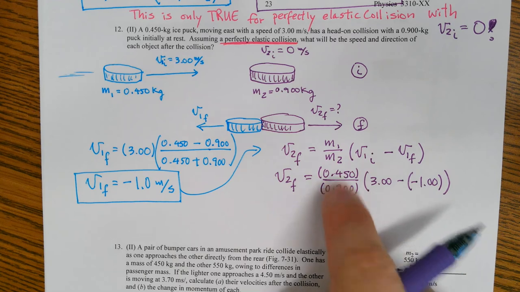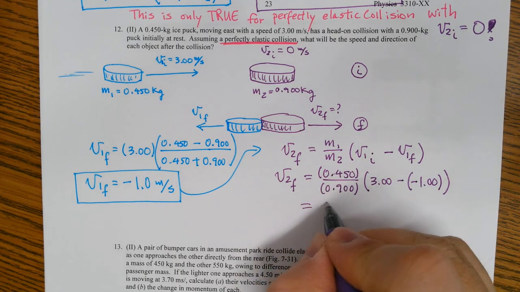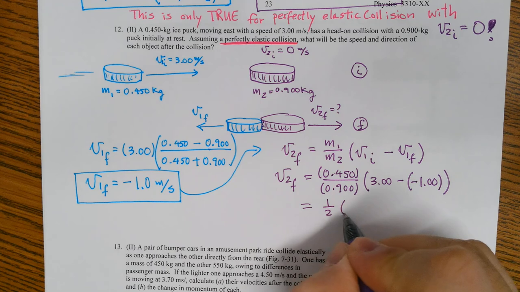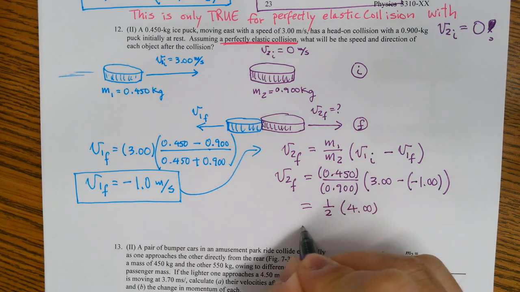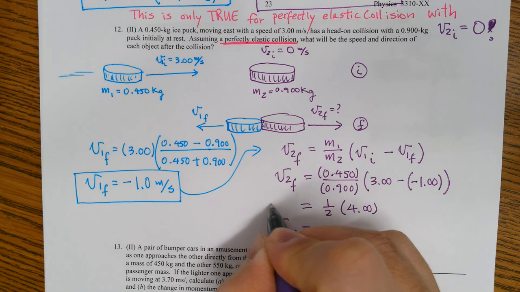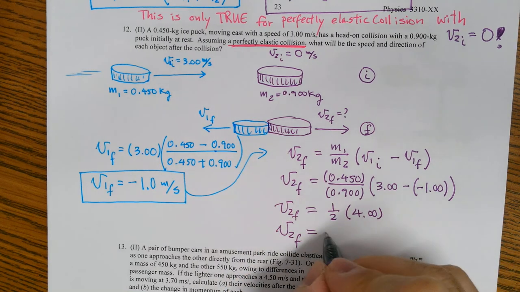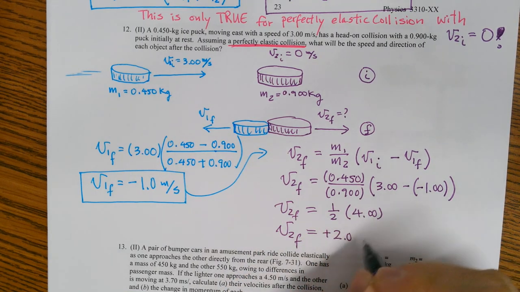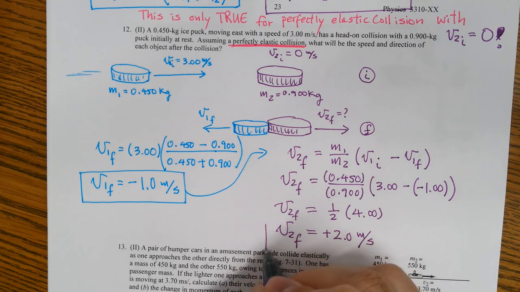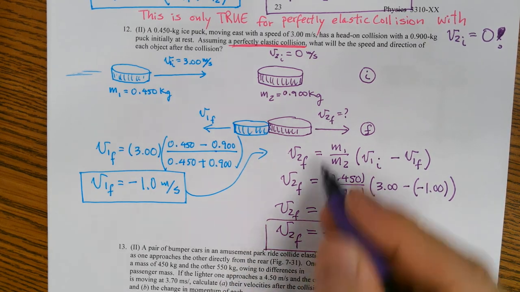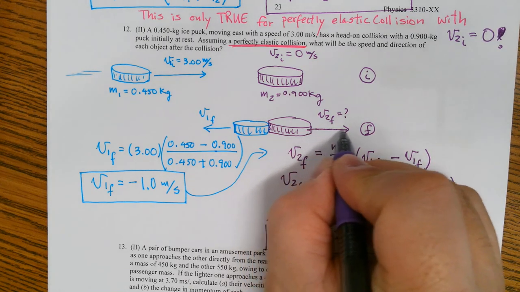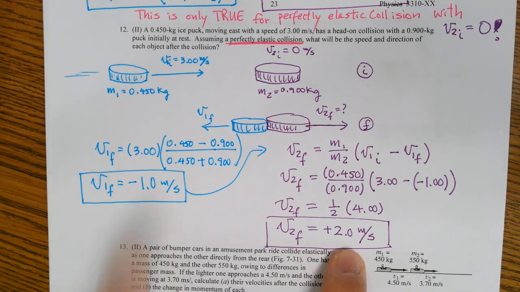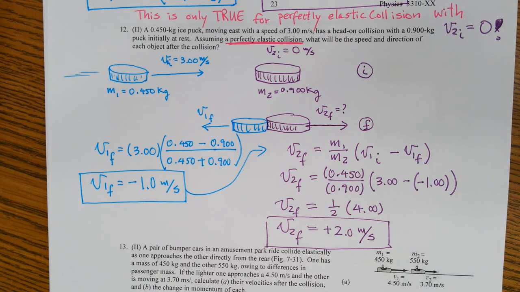So this becomes 1/2. And this becomes 4. Therefore, my V2 final is equal to positive 2 meters per second. So this thing will shoot off at 2 meters per second, and this will bounce back at 1 meter per second. Okay?